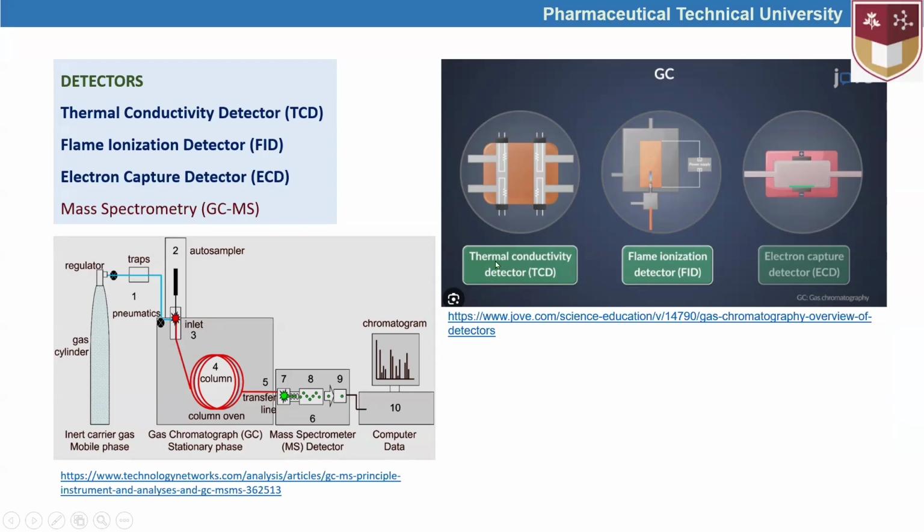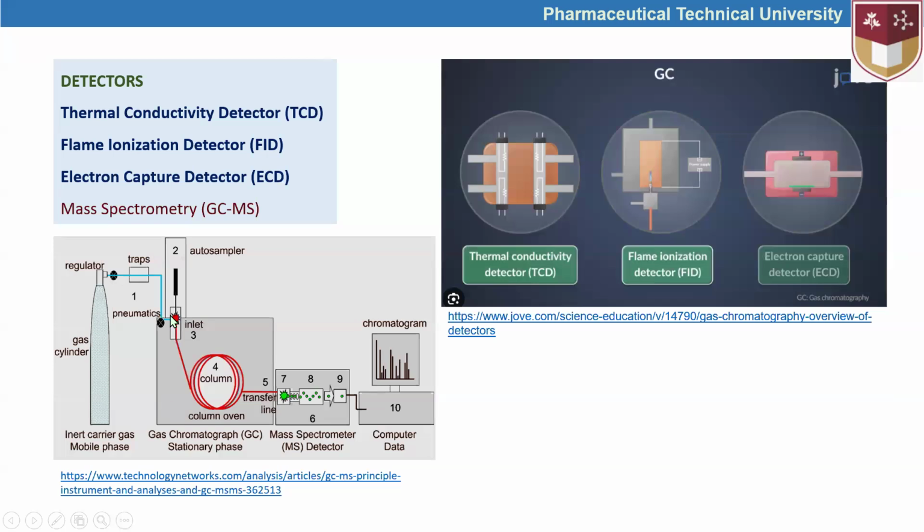Thermal conductivity detector is the first type of the detectors which are used in gas chromatographs. The second one is flame ionization detector. And the third one is electron capture detectors. And the most common detector is the mass spectrometer.